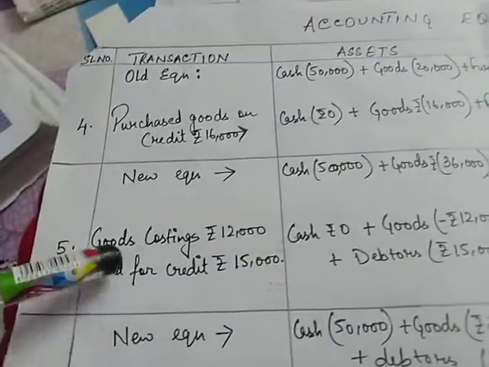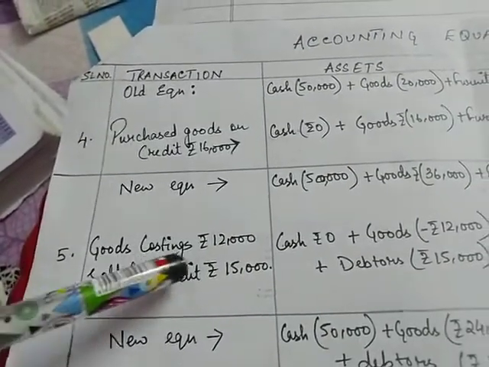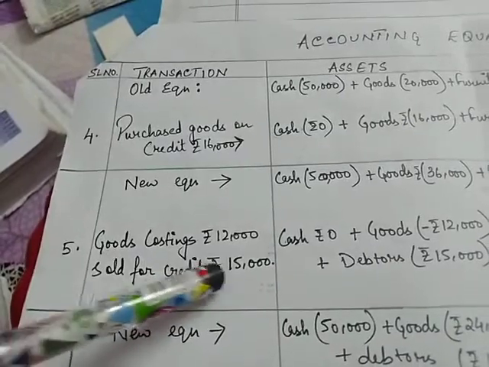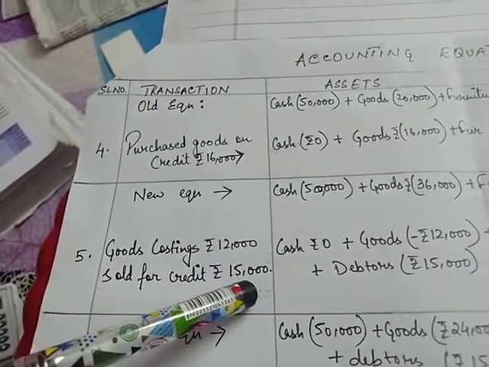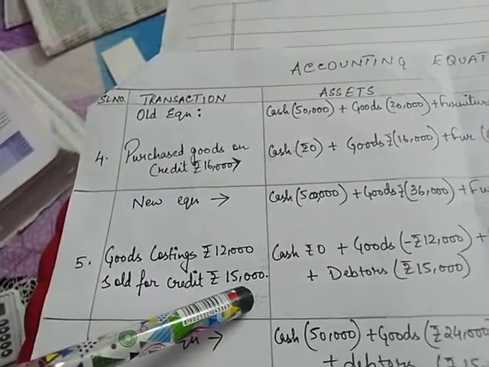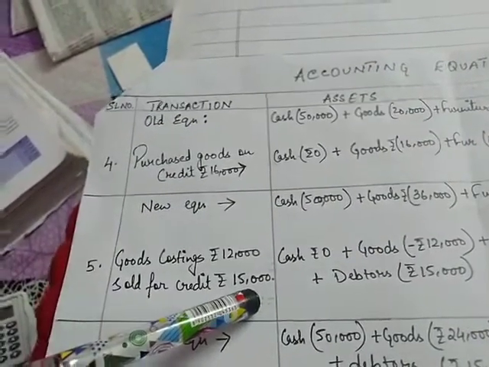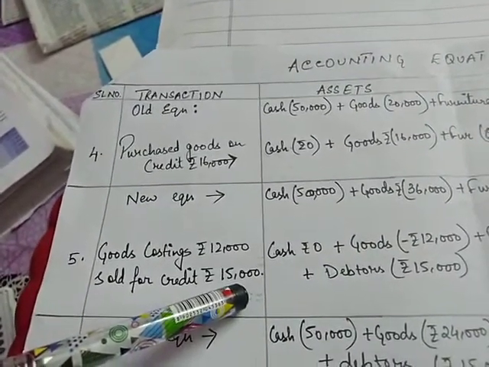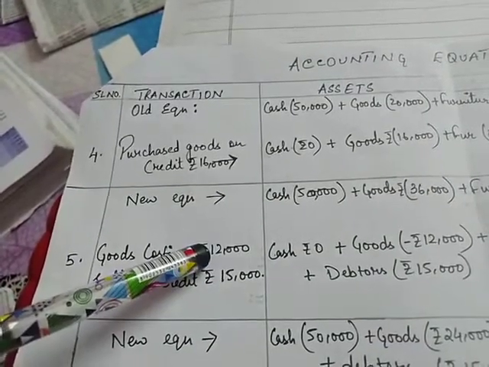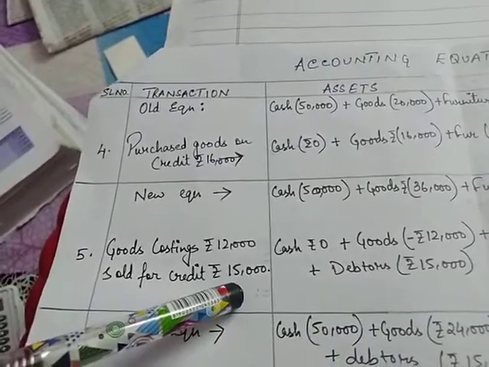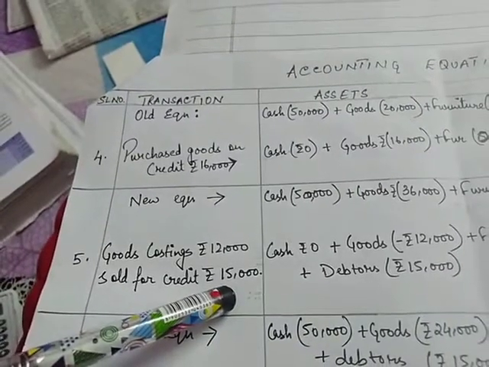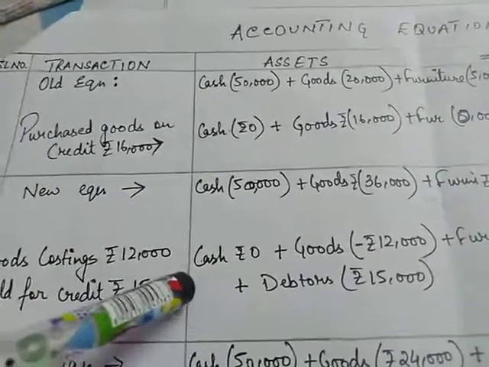Now let us come to our fifth transaction: goods costing rupees 12,000 sold on credit for rupees 15,000. Here also we have a credit sale for which the payment has not been received, so this becomes our debtors. Since the cost price was 12,000 and the selling price is 15,000, there has been a profit of rupees 3,000. So let us see the effect of this transaction.